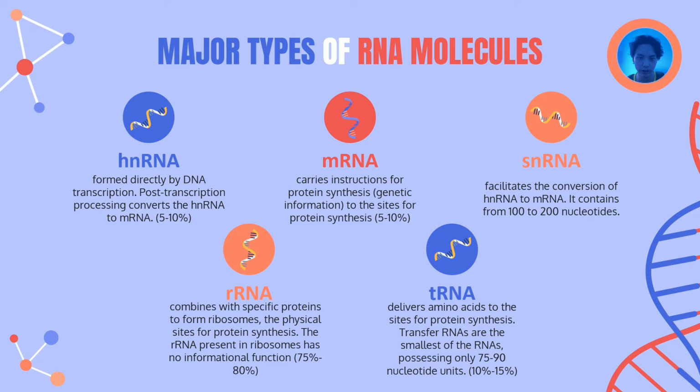Then next is the small nuclear RNA. This is the RNA that facilitates the conversion of heterogeneous nuclear RNA to messenger RNA. It contains from 100 to 200 nucleotides.